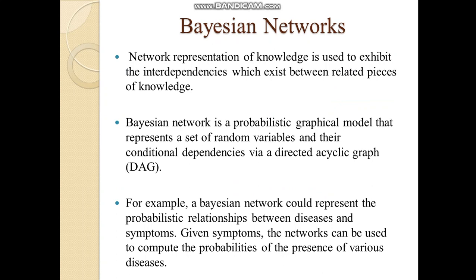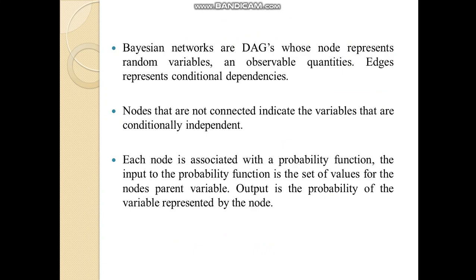A Bayesian network is a probabilistic graphical model that represents a set of random variables and their conditional dependencies via a directed acyclic graph, that is, a DAG. For example, a Bayesian network could represent the probabilistic relationship between diseases and symptoms. Given symptoms, the network can be used to compute the probabilities of the presence of various diseases.